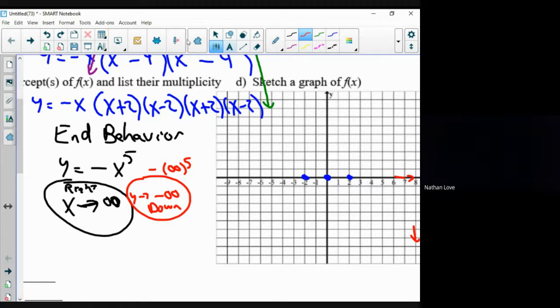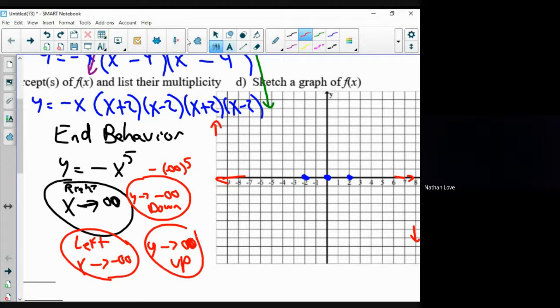The other one is if we're going to the left, that means that x is approaching negative infinity, this direction. If I throw a negative in there, and I have negative infinity 5 times with another negative, which means there's 6 negatives, that would make it a positive. That means it's going up. So you were right. It starts here. It bounces. And it's going to bounce again.